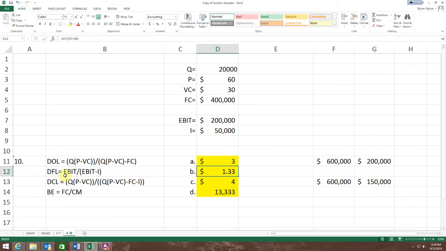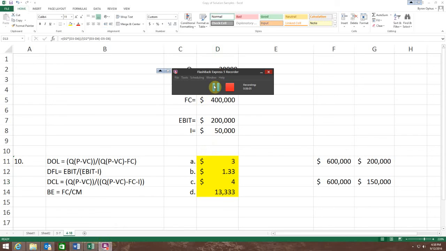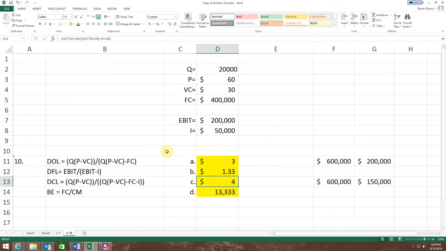So this formula is fairly simple. It's just the EBIT, earnings before interest and taxes, divided by the EBIT minus the interest. Okay, so equal to the EBIT divided by, we'll need a parentheses, the EBIT minus the interest. In parentheses, hit enter, and there we go, 1.33. Excuse me, wrong number. Here we go.